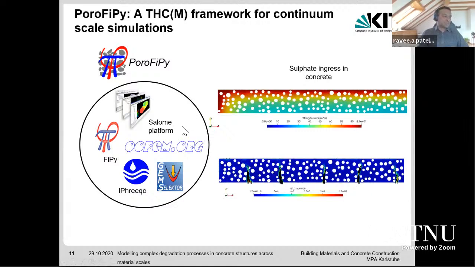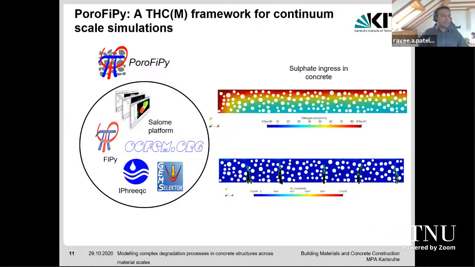For this, we combine a GUI or preprocessor, which is the Salome platform. It allows us to create the mesh and the structure. Then for solving physics, we use finite volume methods, which are implemented in PHI, and the finite element method for mechanics. And these both tools are combined together. Then for chemistry, we use geochemical solvers such as Phreeqc and GEMS.